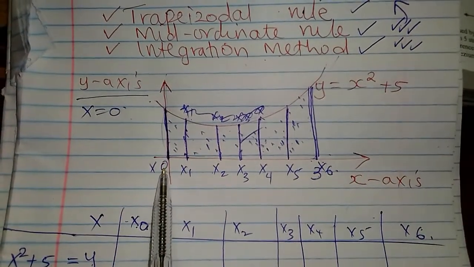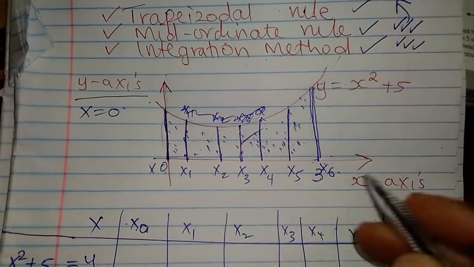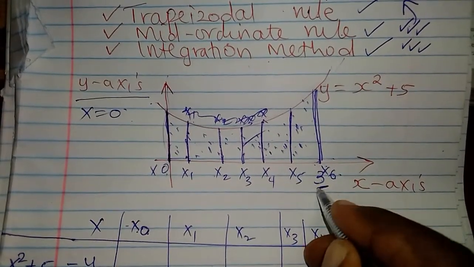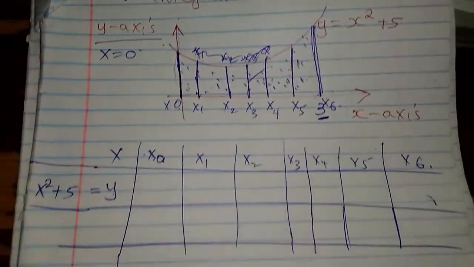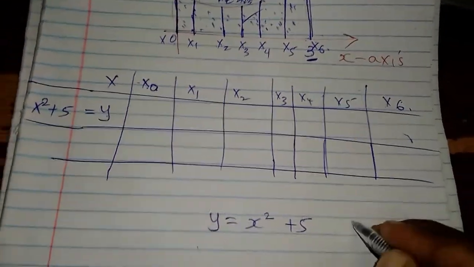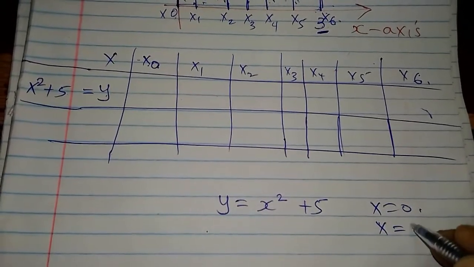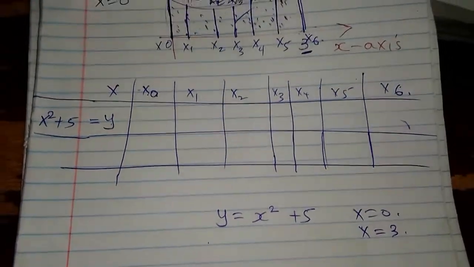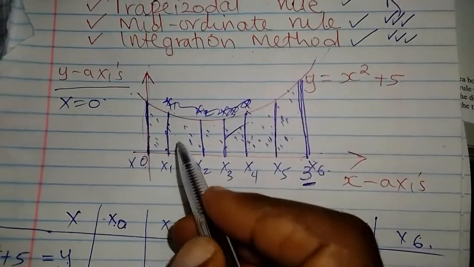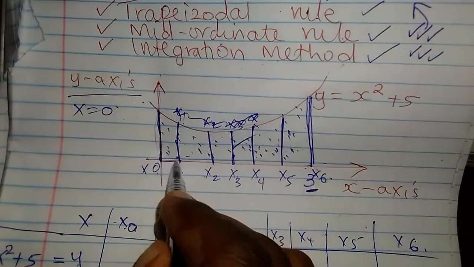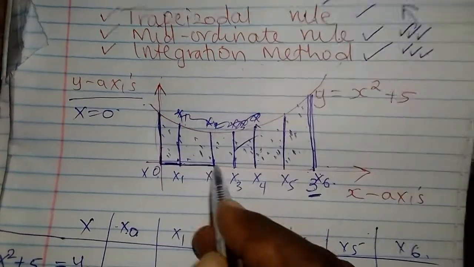x0 has the value of x as 0. x6 has the value of x as 3. If you can look at that. Yes. So we have 0 and 3. So you have the range x is equal to 0, and of course x is equal to 3. Now we are supposed to get the height. What do I mean when I say height? Look at this. We want to see what is this. What is this? What is this?